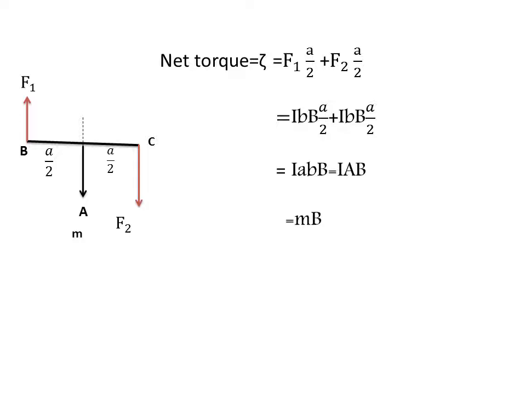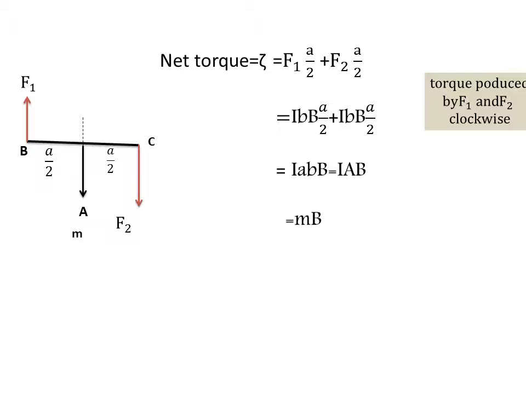Now the equation for torque is force into distance from the axis of rotation. The force F1 tries to rotate the loop in the clockwise direction, and F2 also tries to rotate the loop in the clockwise direction. So both the directions are the same. So we can take the torque produced by F1 and F2 as positive. So net torque tau is equal to F1 into distance a by 2 plus F2 into distance to the axis a by 2.